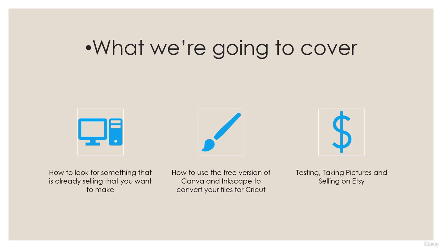And then I'm going to show you how to use the free version of Canva and the free software called Inkscape to design your files and then convert them to the files for Cricut. And then we will test your files. We'll take pictures of your files, your completed projects. And then I'm going to show you how to list it on Etsy.